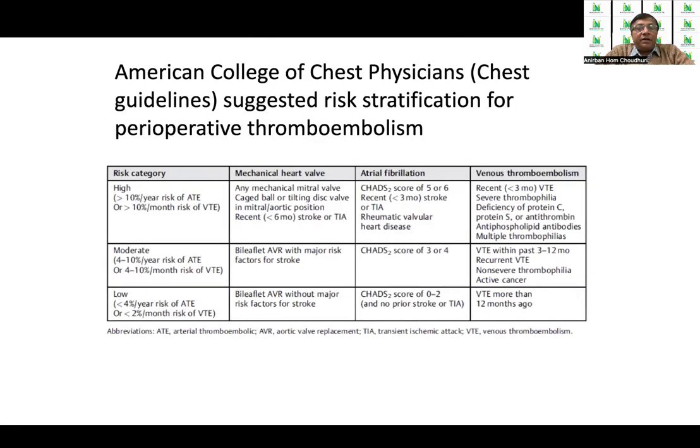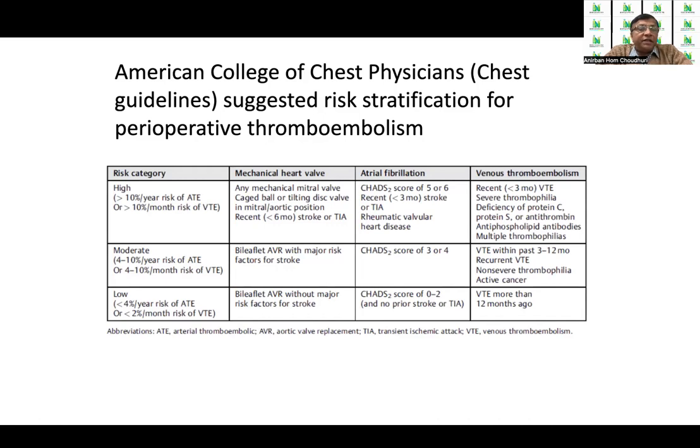If we look into the American College of Chest Physicians, they have CHEST guidelines. They suggest risk stratification for perioperative thromboembolism based upon 3 considerations. One, is there any mechanical heart valve? And if there is, what is the type? Two, if the patient has any atrial fibrillation, and three, if the patient has or had venous thromboembolism. Now, this risk is categorized into high, moderate, and low.